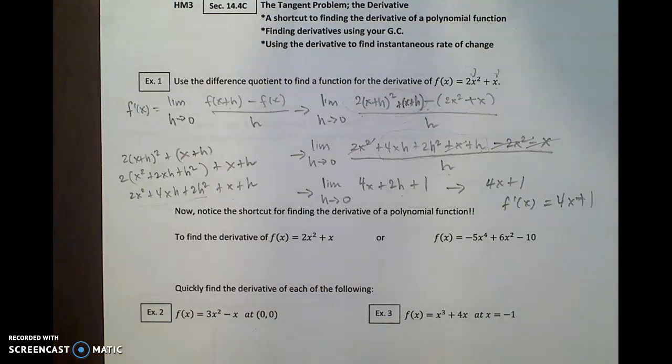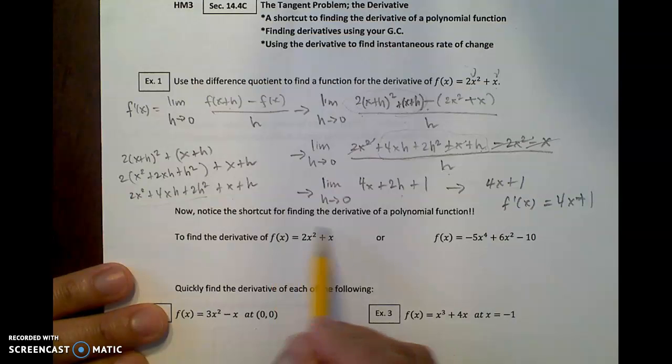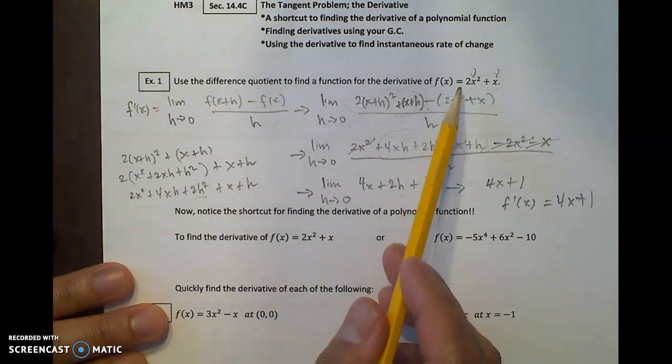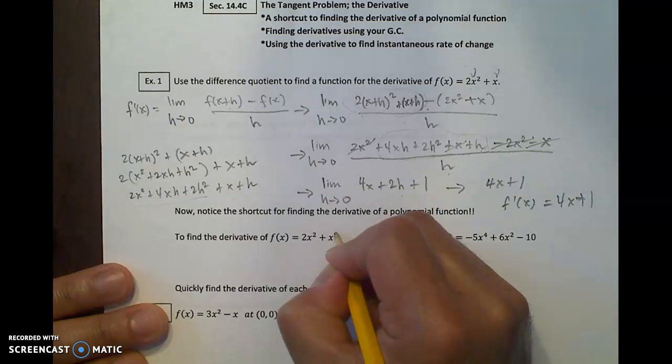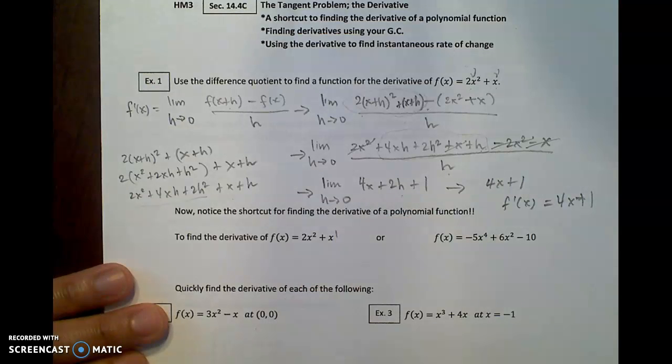Alright, so now we're going to notice the shortcut for finding the derivative of a polynomial function. This is the shortcut that you want to be using for today's homework that is asking you to use a shortcut. So again, here we're looking at the same function we saw earlier, the 2x squared plus x. Here we're going to have an exponent of 1 right here. Alright, so here's the shortcut.